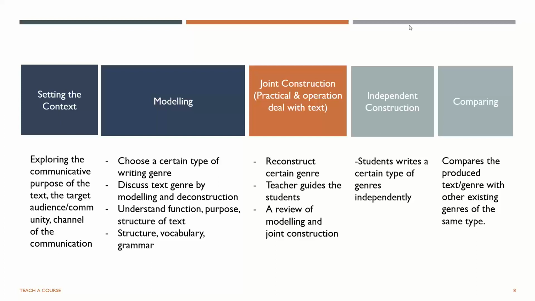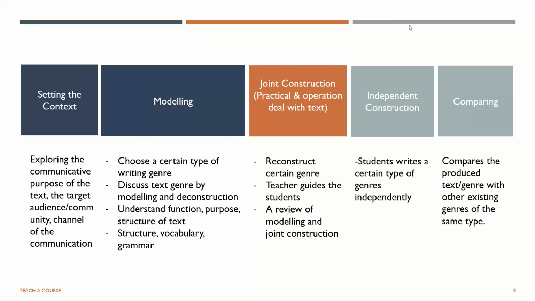The student then understand the function, the purpose, and the structure of the text. Also, the student find out what structure and vocabulary and grammar are used. After modeling, the student do a joint construction. This is a practical step where the student are reconstructing a text.